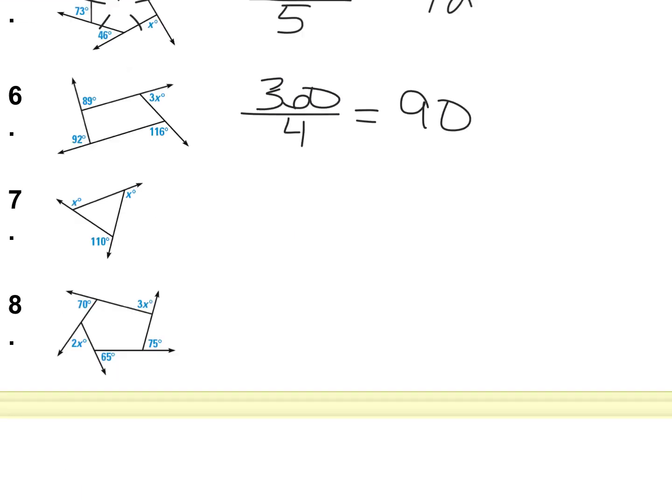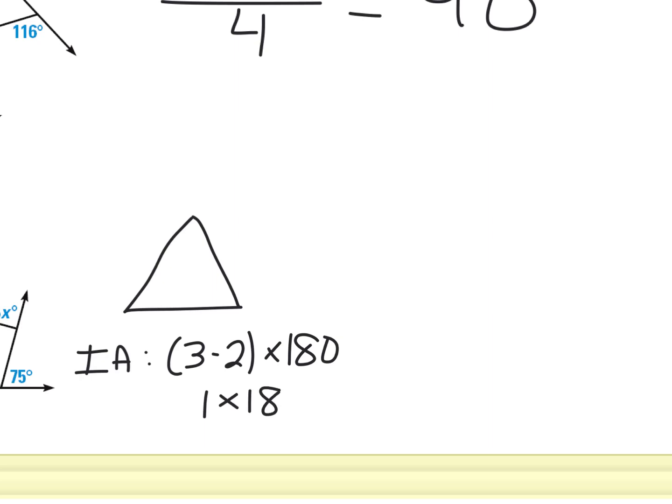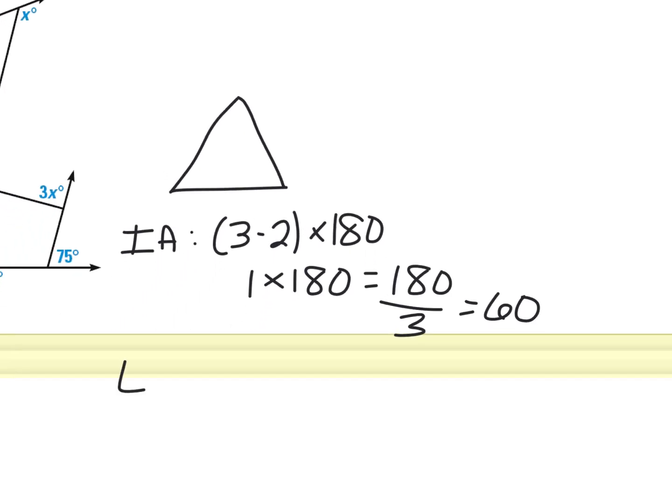When you have interior angles, let's just think of a triangle. How do I find interior angles? What was that equation that we did? Right, n minus 2, and how many sides do we have? 3 minus 2 times 180. So we get 1 times 180 is 180. And then how do we find the measure of one angle? Divide, right? Good. Divide by 3 to get 60.